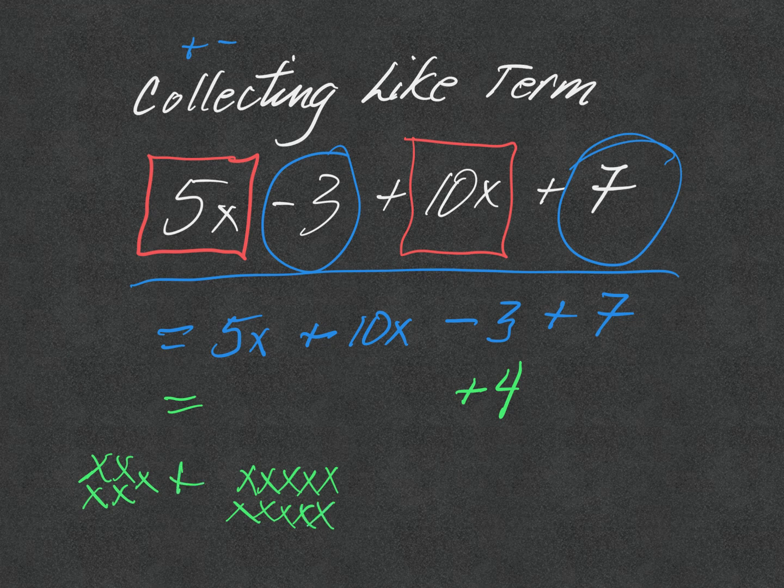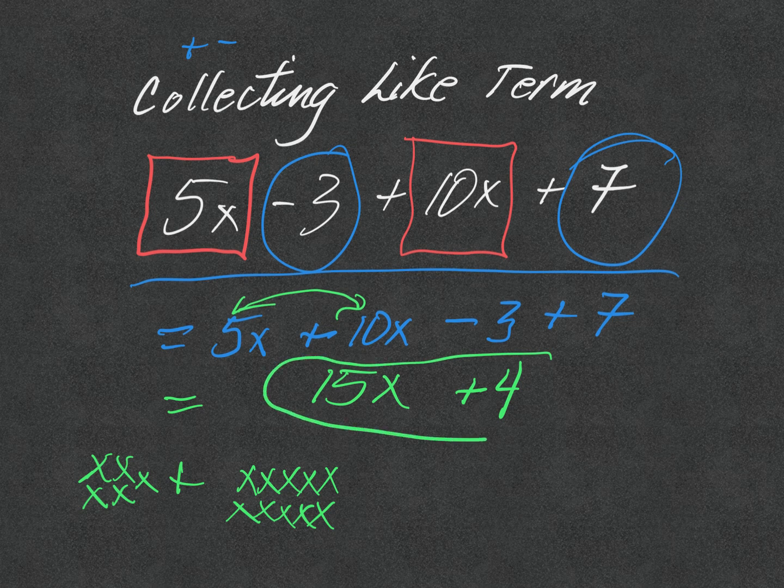So if I add those two piles together, how many x's do I have? What we see is we just add or subtract the coefficients. So that is 15x, and we have now collected like terms. If you have an algebraic expression and all like terms are collected, then your algebraic expression can be said to be simplified. All right? So this is our first simplifying technique, collecting like terms.